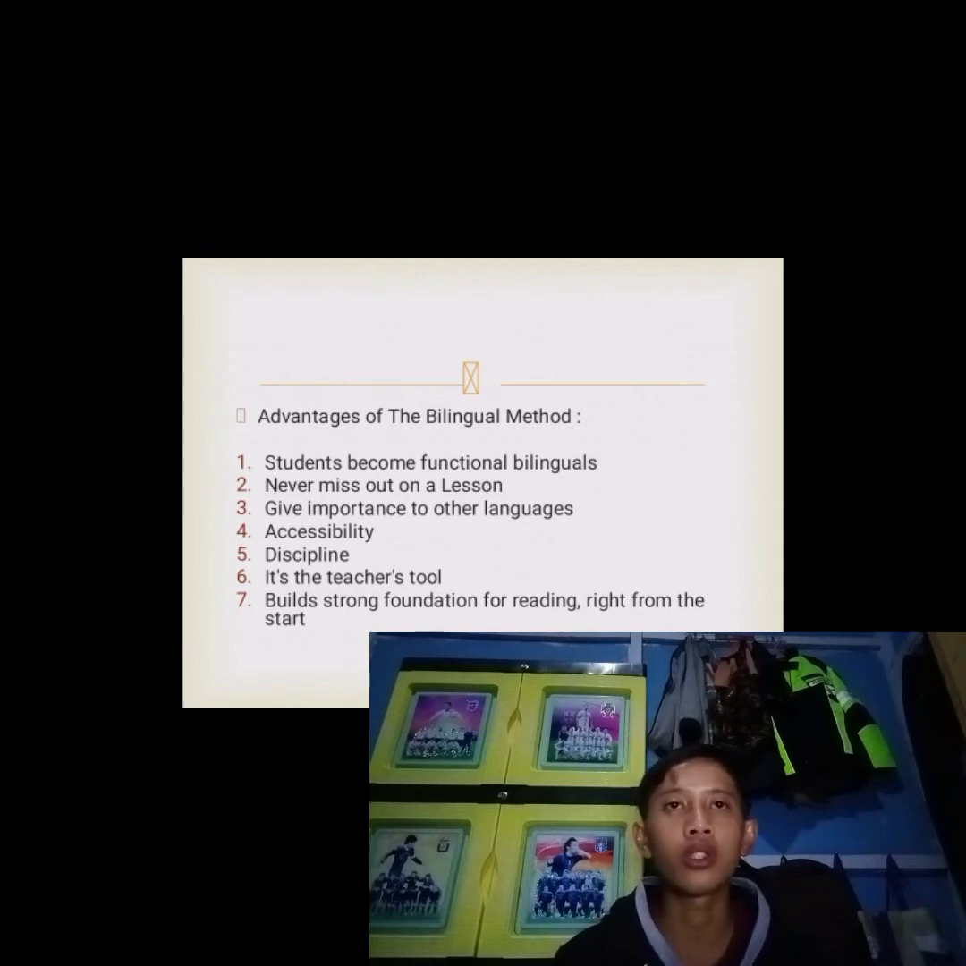3. Give importance to other languages. In this method, importance is given to the mother tongue and its culture. Thus, it doesn't lead to substitution of one means of communication for another. 4. Accessibility. This method of language learning ensures accessibility. When students start learning a language using this method, they find a level of familiarity. Through the use of the mother tongue, the teacher ensures that the learning is happening.